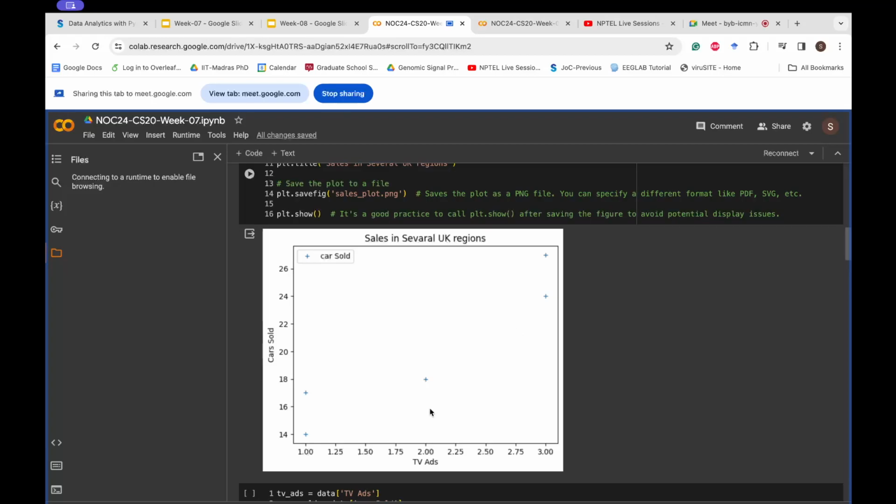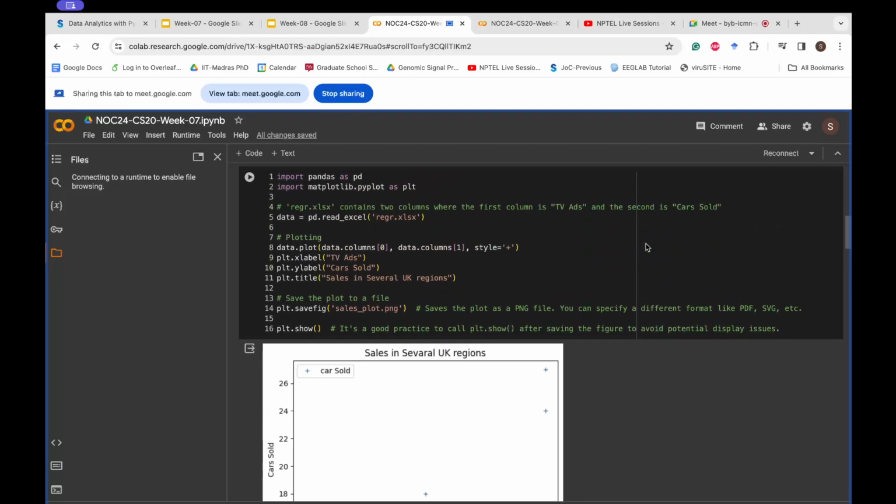So this is just a scatter plot of the same, and I think one of the persons asked a doubt regarding how to save the figure. The function to save the figure is plt.savefig.